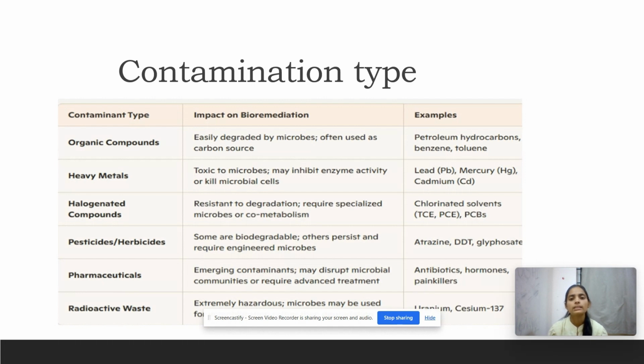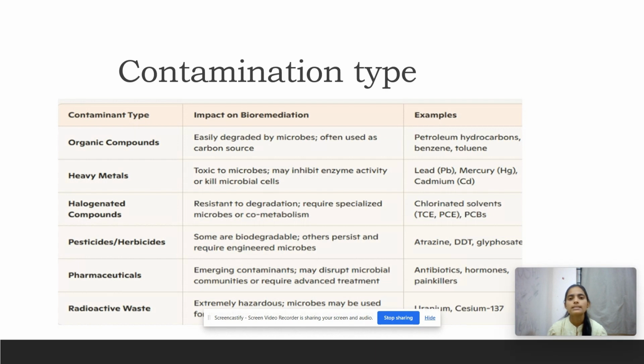Heavy metals. Heavy metals are toxic and they disrupt the structure of microbes and also kill the microbes. The examples of heavy metals are lead, mercury, and cadmium. Halogenated compounds. These are resistant to degradation and require specialized microbes to treat. Examples of these contaminants are chlorinated solvents like TCE and PCBs, etc.